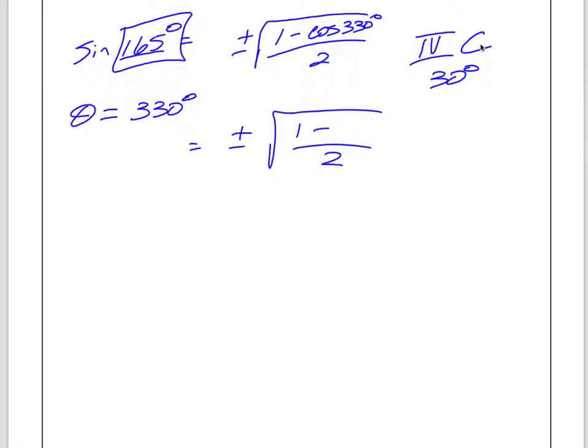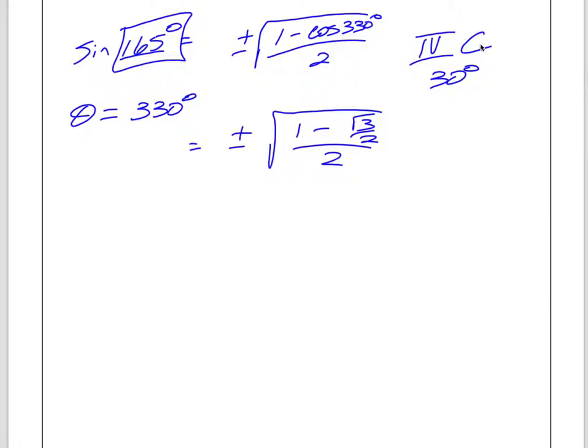So, what is cosine of 30? Square root of 3 over 2. And what is cosine in the fourth quadrant? Positive. So that's what I like. Now I just need to clean it up to get my answer.